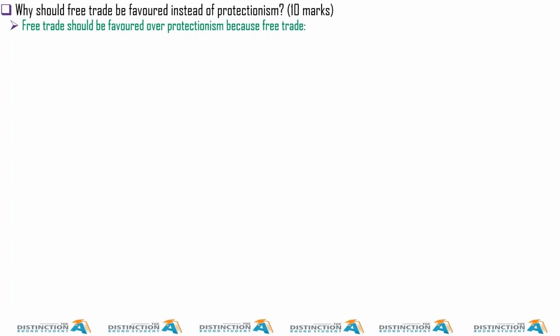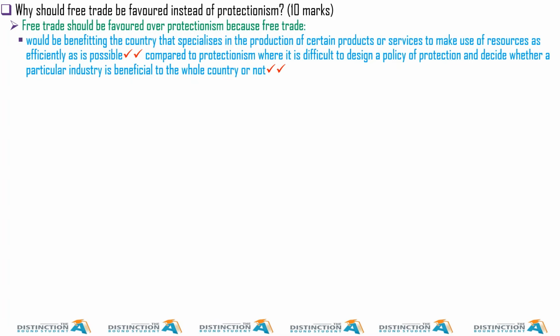The question said, why should free trade be favored instead of protectionism? So in other words, this question is asking, what are the advantages of free trade? And so when you mention those advantages, obviously there are advantages of free trade over protectionism. So what are they? Free trade should be favored over protectionism because number one, it would be benefiting the country that specializes in the production of certain goods or services to make use of resources as efficiently as possible. Because when you specialize, you end up becoming efficient, right? Compared to protectionism, where it is difficult to design a policy of protection and decide whether a particular industry is beneficial to the whole country or not.